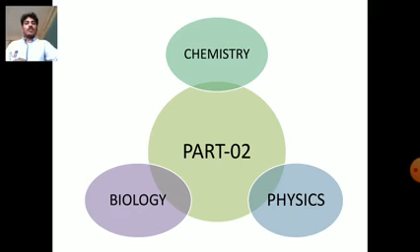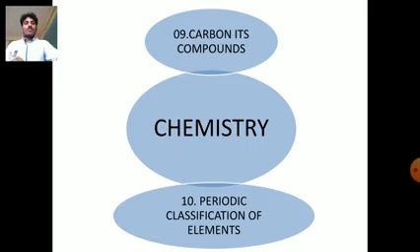Next, we will continue with part 2. Part 2 contains three major topics: chemistry, biology and physics. First, chemistry contains two major topics. The first one is carbon and its compounds. In this chapter, we learn about carbon bonding, how the covalent bond occurs, the saturated and unsaturated carbon compounds, and the chemical properties of carbon compounds.